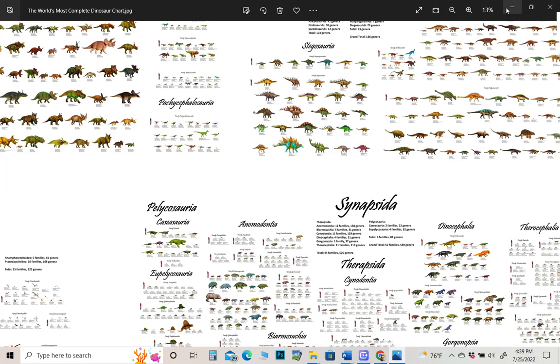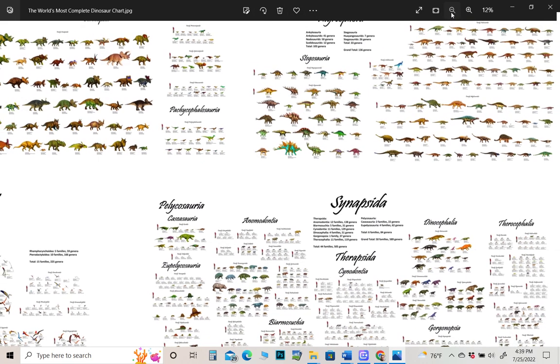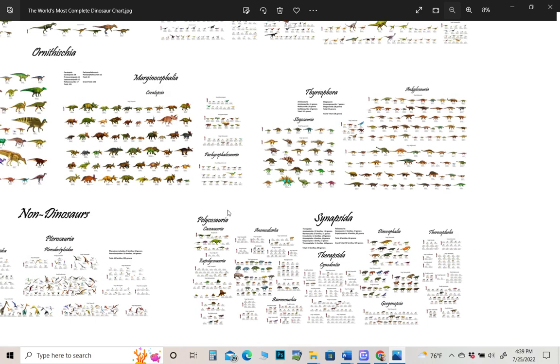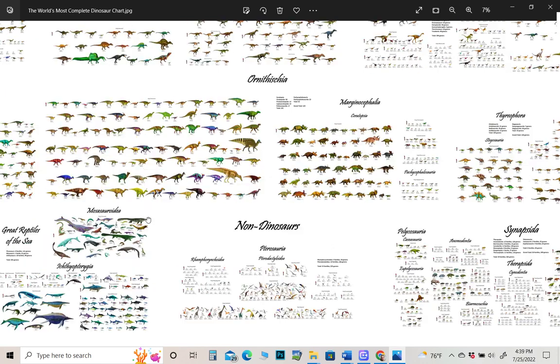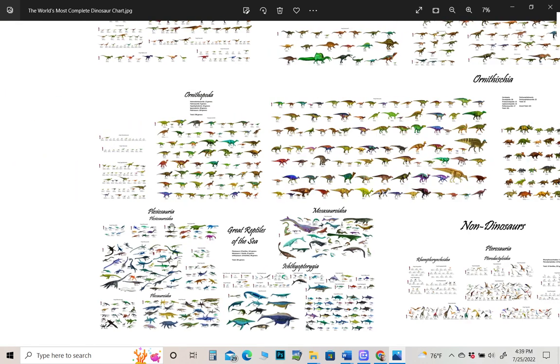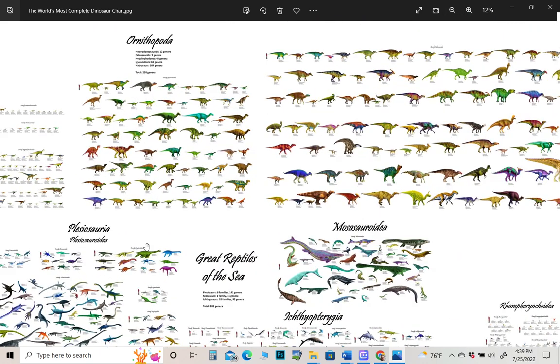All right, the non-dinosaurian line has the synapsids, the pterosaurs, and the aquatic reptiles. So we're going to start with the aquatic reptiles, which includes the plesiosaurs, the mosasaurs, and the ichthyosaurs.